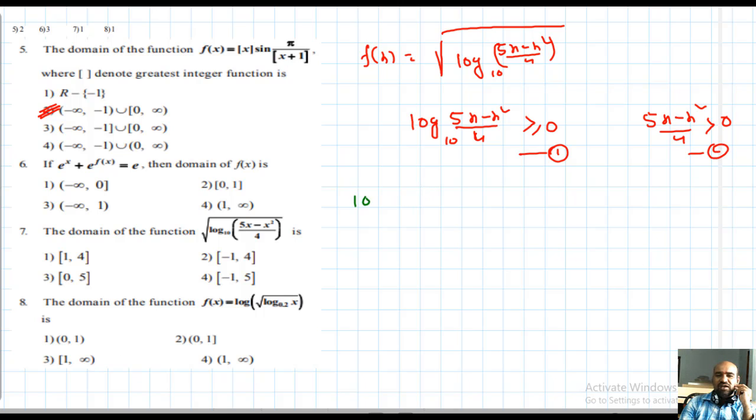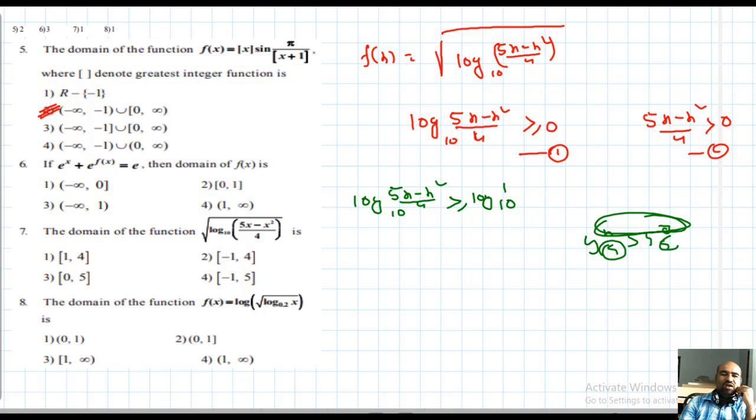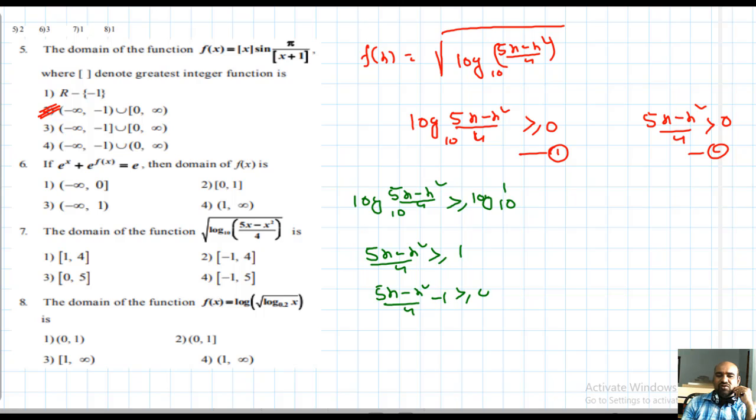So first one, can I write log of (5x minus x square) by 4 base 10 greater than or equal to logarithm of 1 base 10. So log x base a greater than log y base a, directly I can say x greater than y if a is greater than 1. Obviously 10 is greater than 1 only. Directly what I can write now? (5x minus x square) by 4 is greater than or equal to 1. Or (5x minus x square) by 4 minus 1 greater than or equal to 0. Or (5x minus x square minus 4) by 4 greater than or equal to 0.